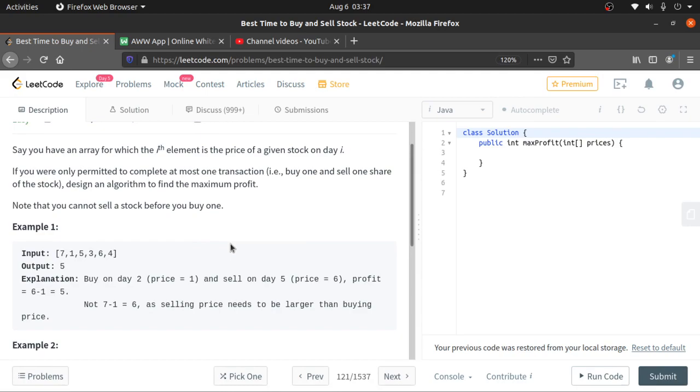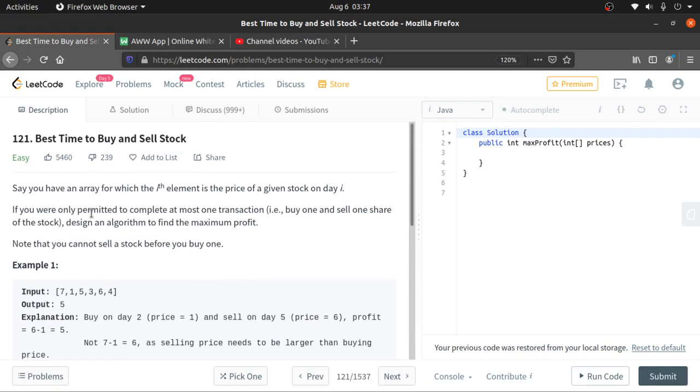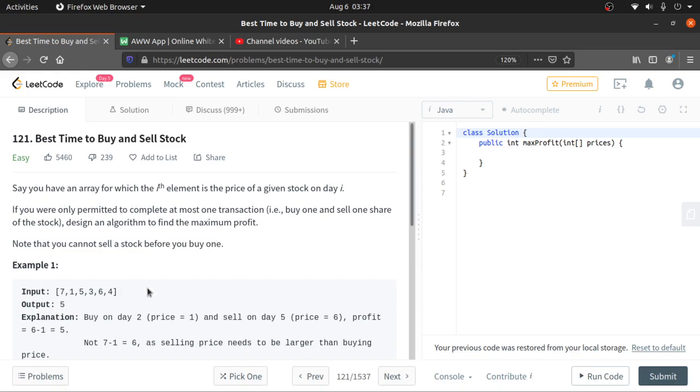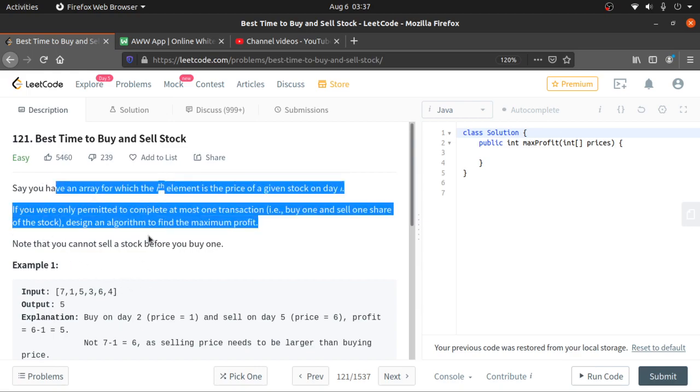So let's try to understand what the question is telling us. This is a very simple question. This could be one of the simplest questions, but it's kind of difficult to understand from the question. That's the tricky part here. We need to understand what the question is telling us.